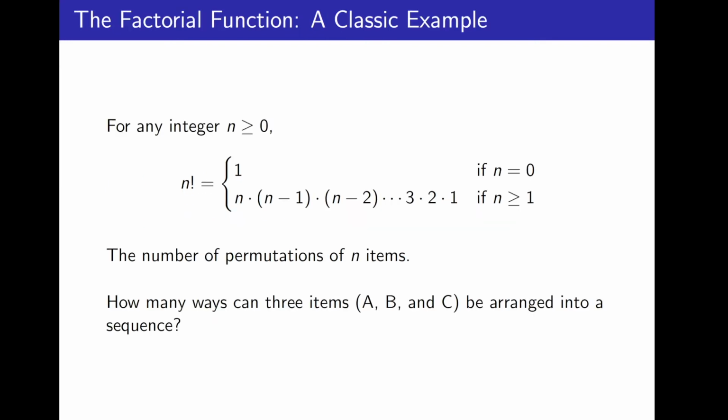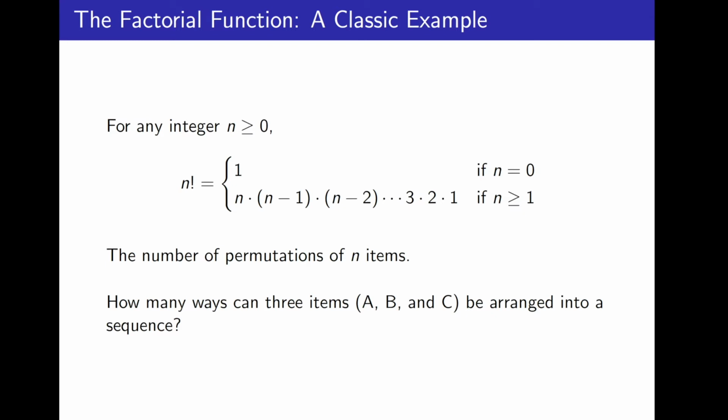Let's see a classic example, the factorial function, which is defined as follows. For any positive integer, n factorial is the product of the integers from n to 1. By convention, 0 factorial is defined as 1. The factorial function is crucial because it represents the number of permutations of n items.